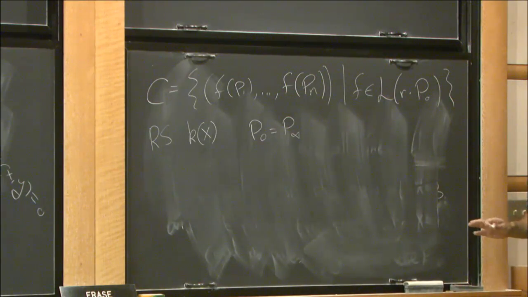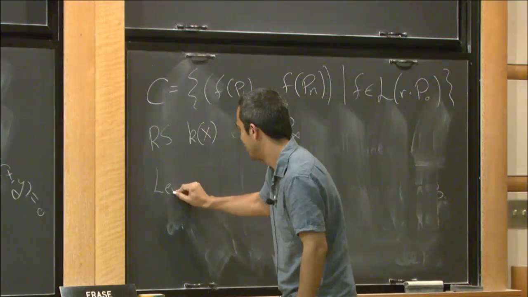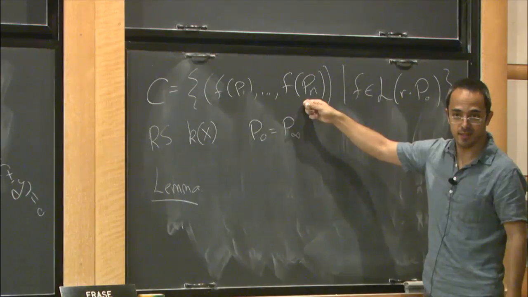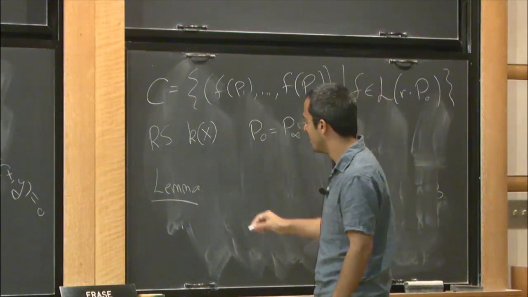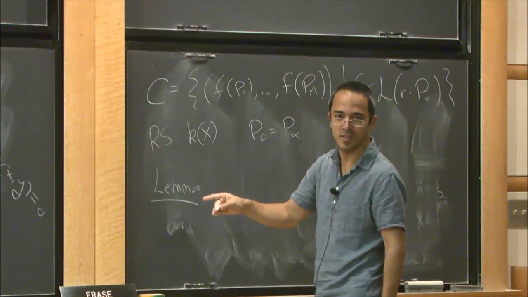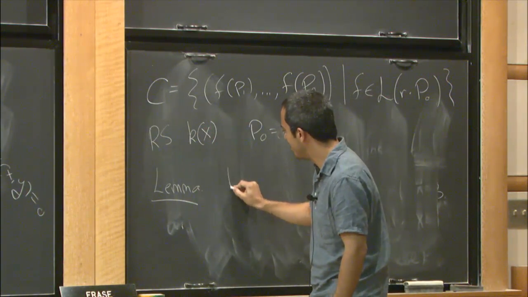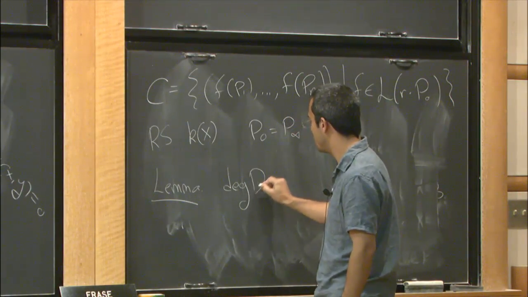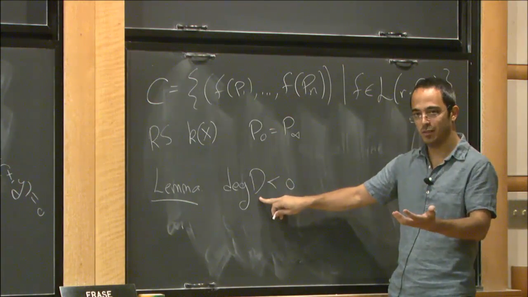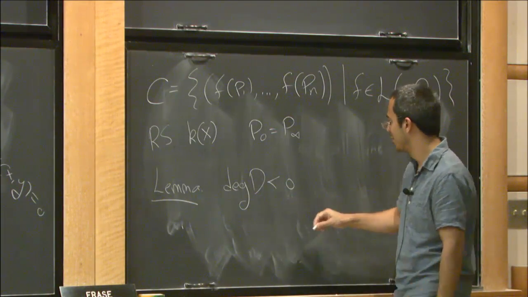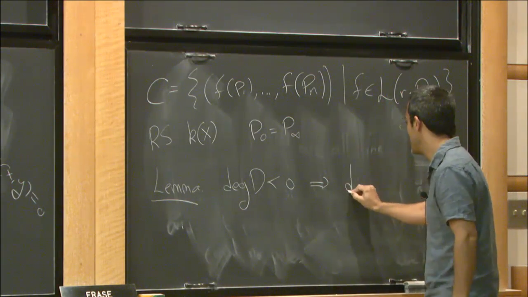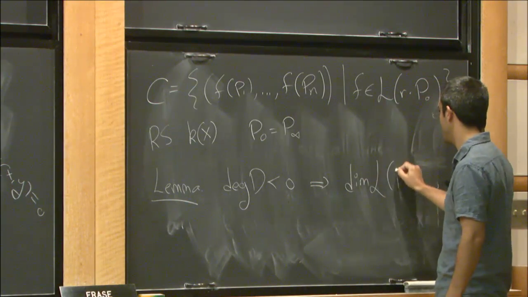So we are going to use another little lemma in order to say something about the distance and the rate of this code. The lemma is the following. It's a simple lemma. Probably it follows from Riemann-Roch, but it's not fair to use that to prove it. It just says that if you allow less than you require, so if you take a divisor and its degree is negative, you require more zeros than you allow poles, right? Then there's nothing there but the zero function. So the dimension of the corresponding Riemann-Roch space is zero.